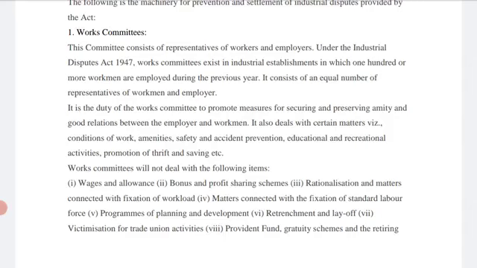Means if you are appointing 10 representatives, 5 will be representatives of workers and 5 will be representatives of employers. Then it is the duty of the works committee to promote measures for securing and preserving amity and good relations between employer and workmen.